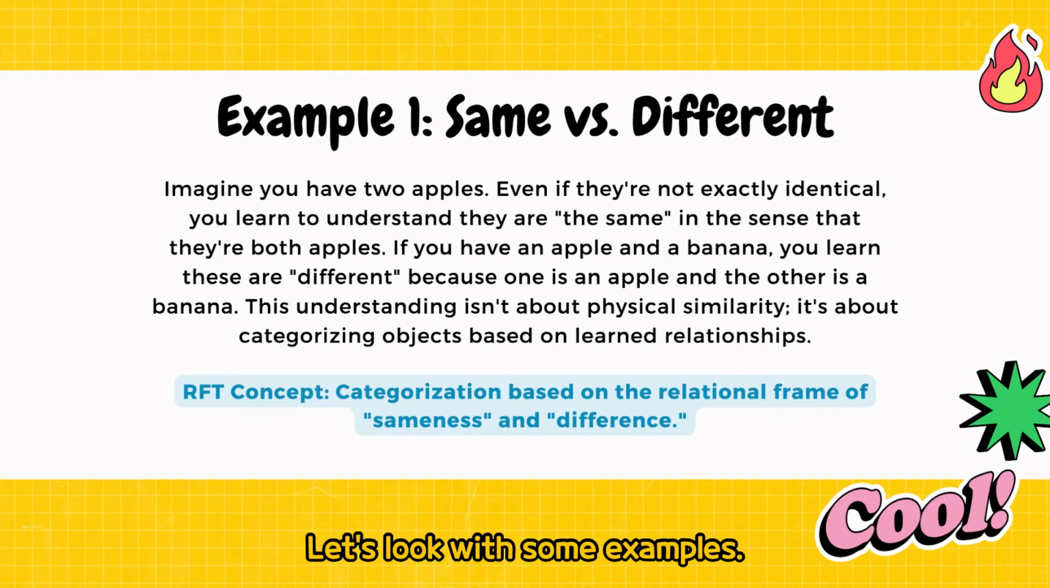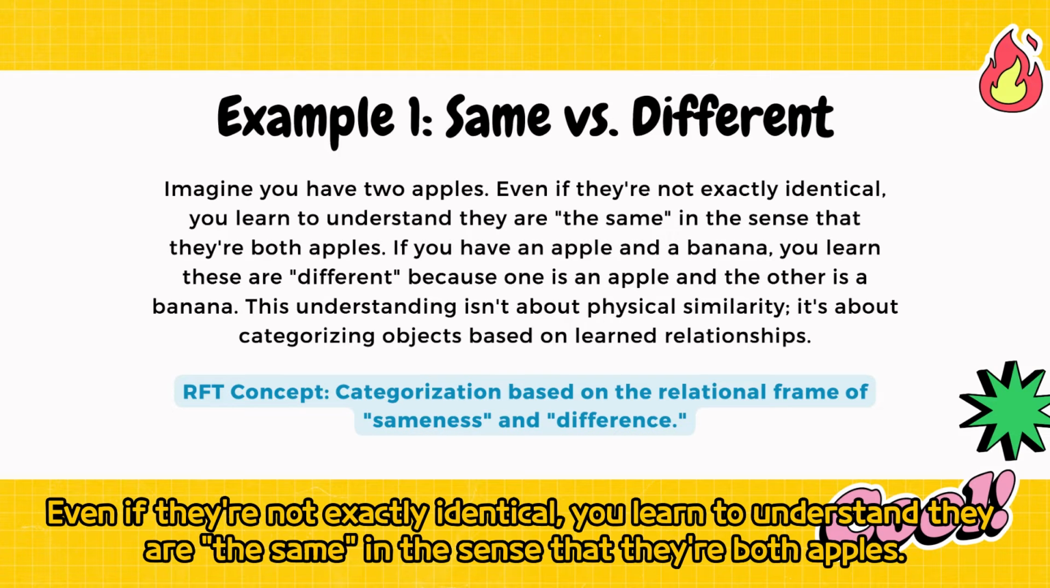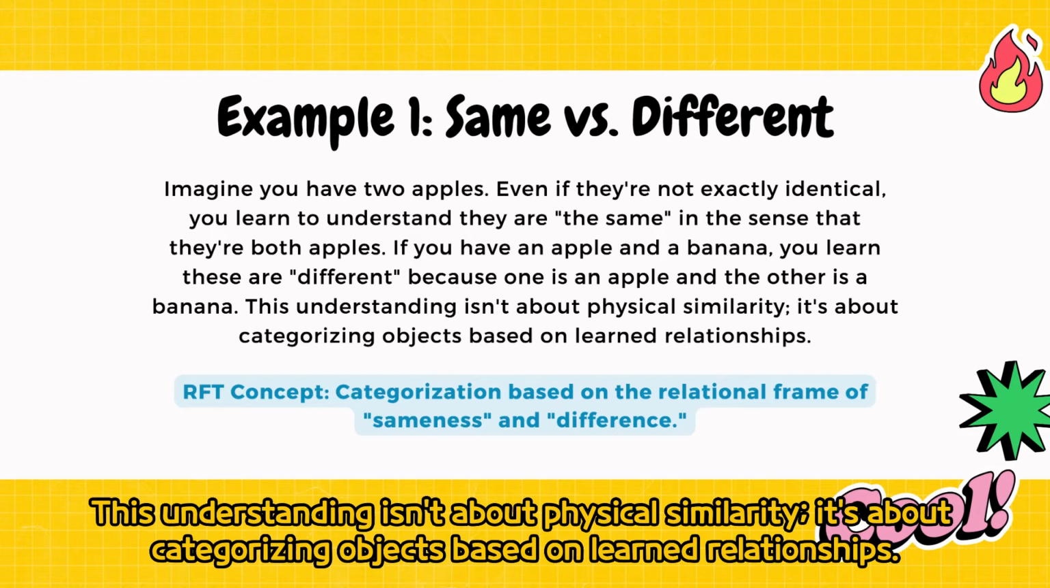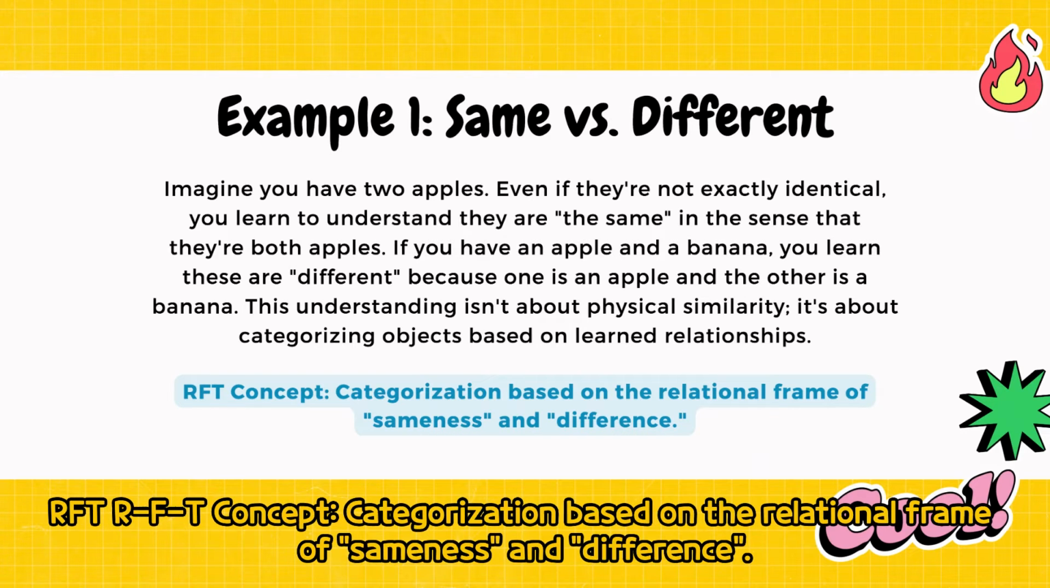Let's look at some examples. Example 1: Same versus different. Imagine you have two apples. Even if they're not exactly identical, you learn to understand they are the same in the sense that they're both apples. If you have an apple and a banana, you learn these are different because one is an apple and the other is a banana. This understanding isn't about physical similarity, it's about categorizing objects based on learned relationships. RFT concept: categorization based on the relational frame of sameness and difference.